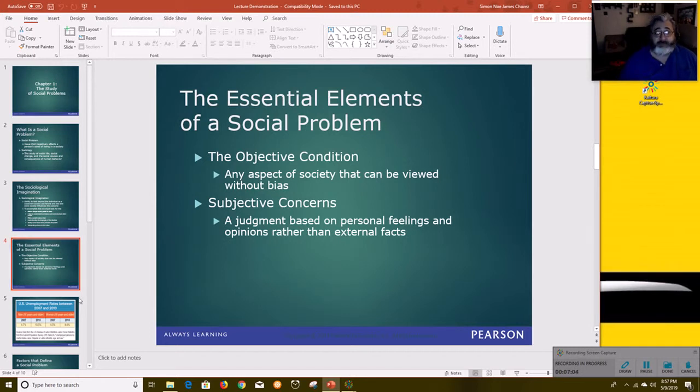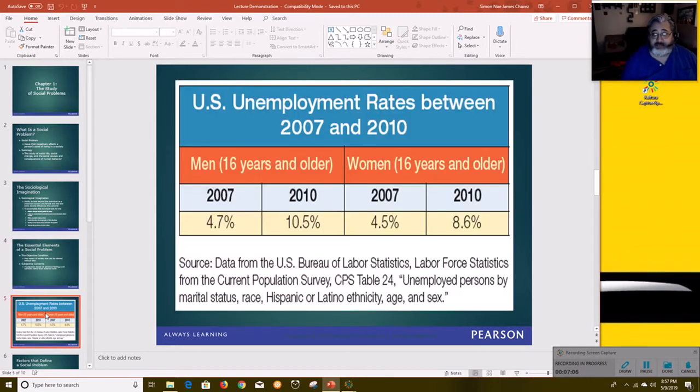Okay. Another example that we have here is unemployment. This, of course, is objective. We can see the numbers. We can look at the data and see that there is an unemployment and how they are viewed, how they have gone up. This is not subjective. This is something we can actually see because you can see men 16 years or older in 2007 it was a 4.7. 3 years later it's up to 10.5%. Women in 2007 it was 4.5%. It is up to 8.6. So this is more the objective.